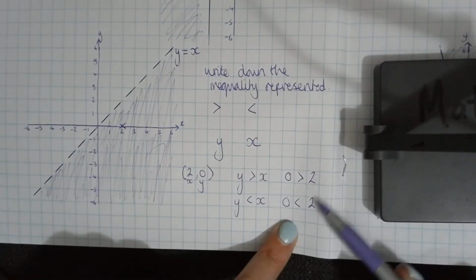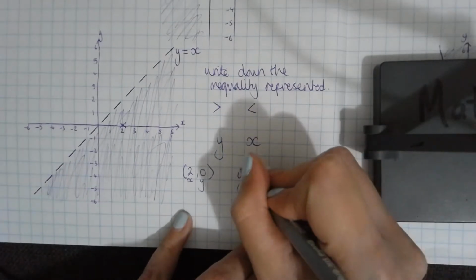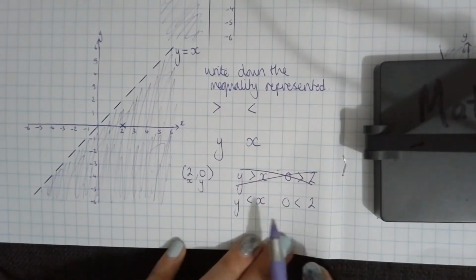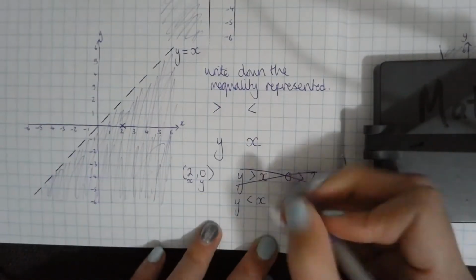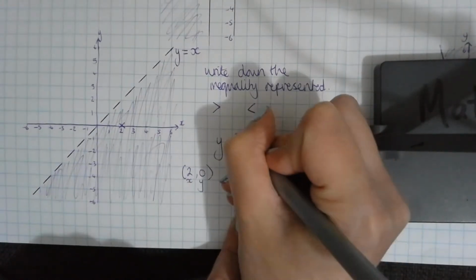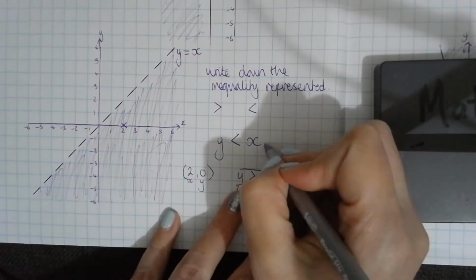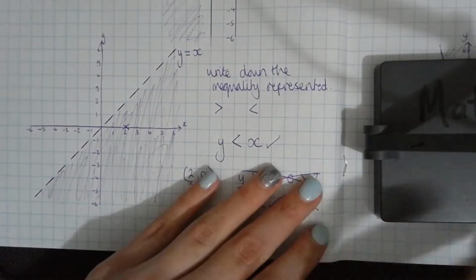So which one of these is correct? Well, 0 is not greater than 2, so that is incorrect. Whereas 0 is less than 2, so that one must be correct. So our symbol is actually y is less than x instead. So that is your answer for that one.